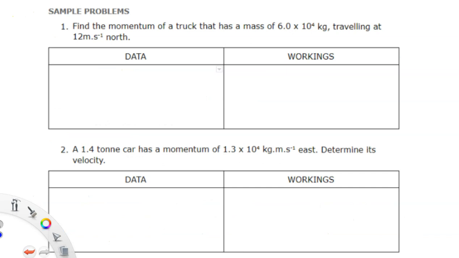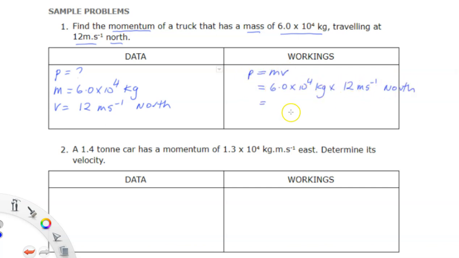Okay, so let's work through a couple of sample problems using our strategy for problem solving. Number one: find the momentum of a truck that has a mass of 6.0 × 10^4 kilograms travelling at 12 metres per second north. We're after the momentum and we're given the mass and the velocity. The first thing we need to do is write the formula that we'll be using, and then we substitute. So now we solve.